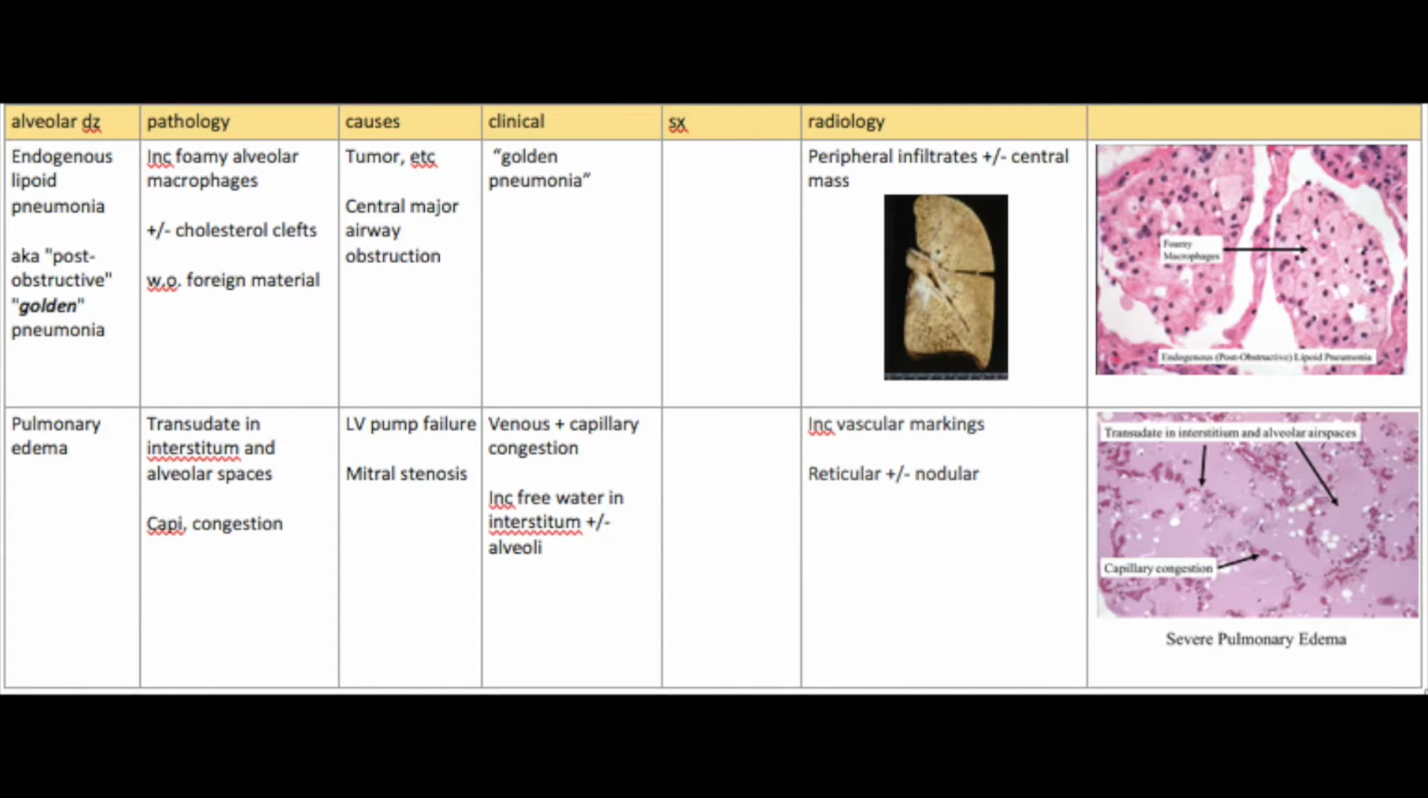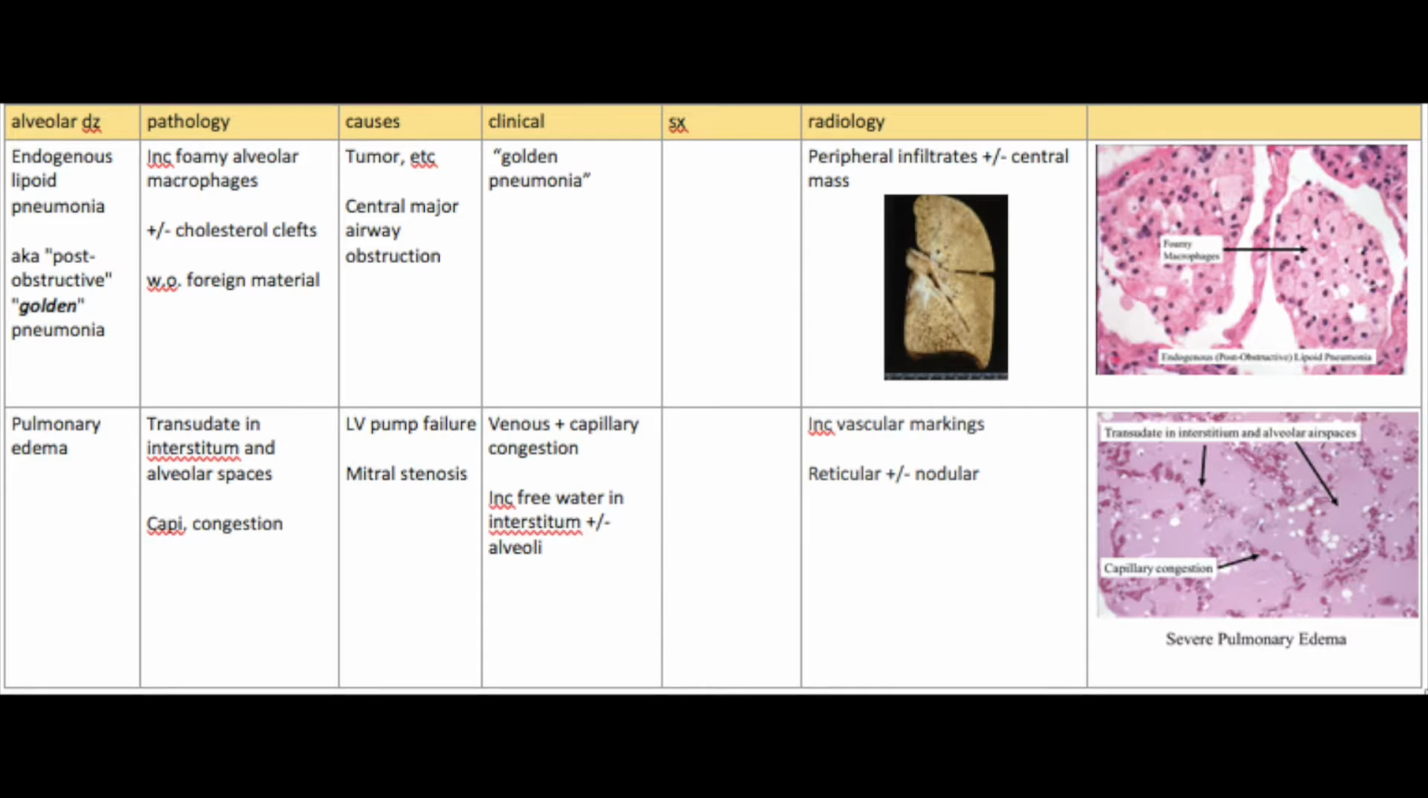And it is because of that central major airway obstruction that led to the alveolar damage and the cholesterol accumulating into cholesterol clefts, and the macrophages trying to eat them but not being able to, so that just leads to foamy alveolar macrophages. Radiologically, you're not going to see as much, so what you're going to do is try to get a biopsy and see it histologically, identifying those foamy macrophages, and then peripherally, if you're able to see those infiltrates with that central mass, then that will help you confirm the diagnosis of endogenous lipoid pneumonia, also known as post-obstructive or golden pneumonia.